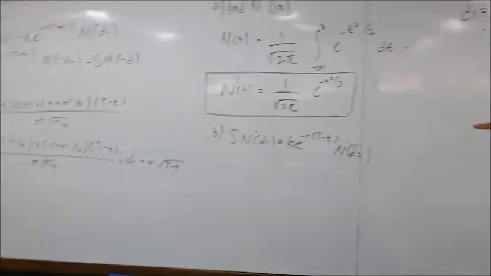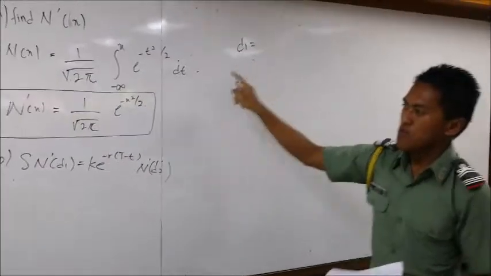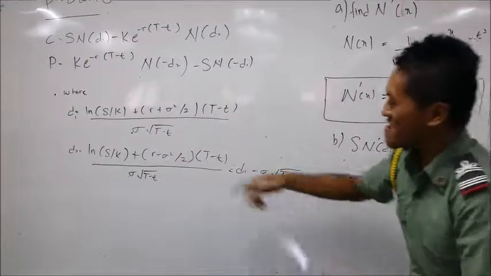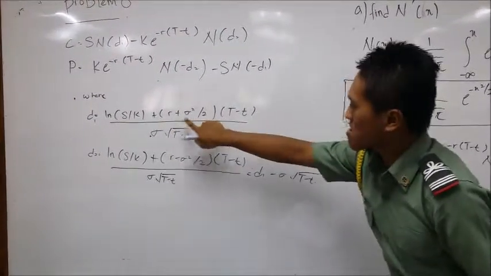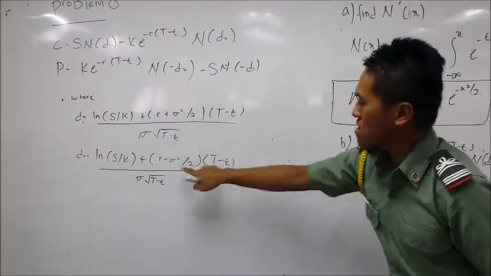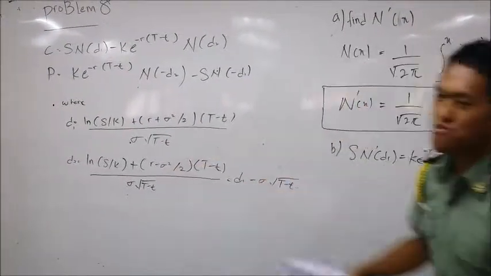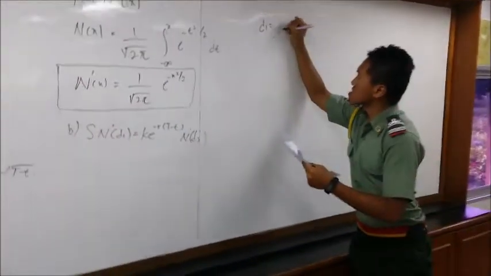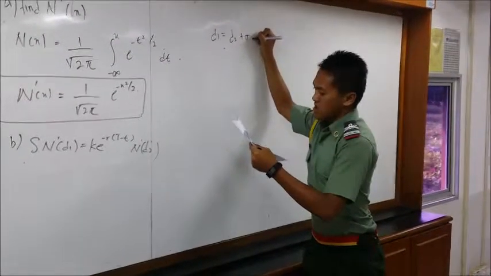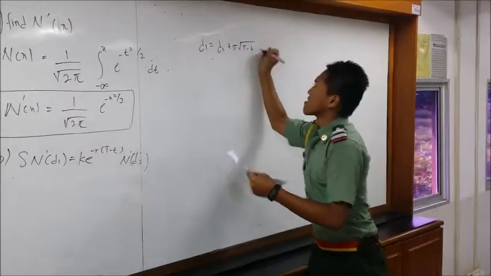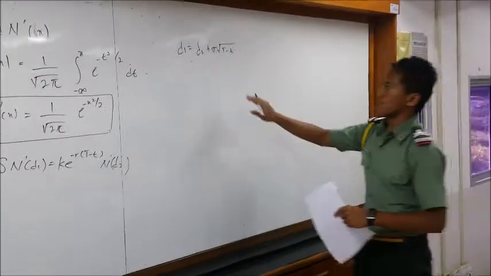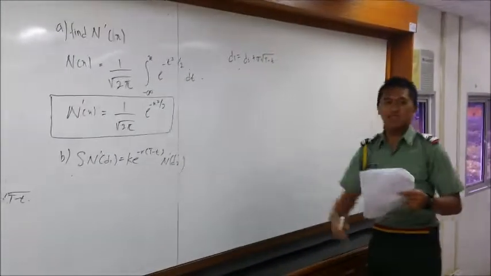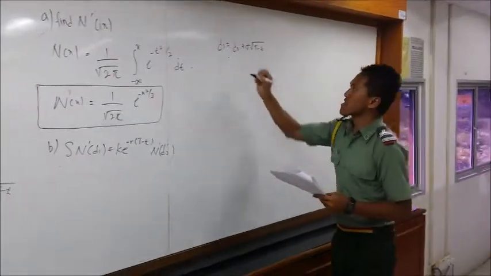For the relation between d1 and d2, we can see that d1 and d2 just differ. The difference is in this term only: r plus sigma squared over 2 and r minus sigma squared over 2. So the relation is d1 equals d2 plus sigma square root of (T minus t). Okay, so we get the relation.